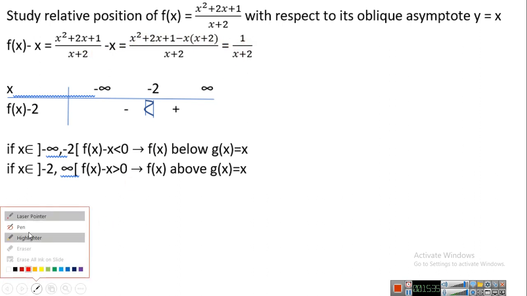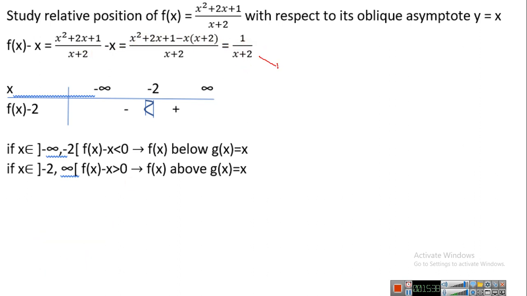Now, as we said before, I have only one root, which is minus 2. So you put it, impossible. You take a number less than minus 2, minus 3, it will be negative. Bigger than minus 2, 0, positive. So if x is between minus infinity till minus 2, f(x) is below y equal to x. Sorry, here you have y equal to x, because I do copy paste and sometimes I forget to change it. Okay, so here if x, sorry, this is correct, minus 2. So f(x) is below g(x).